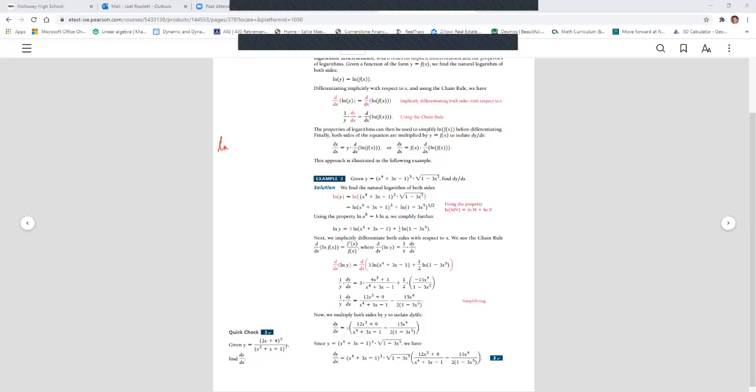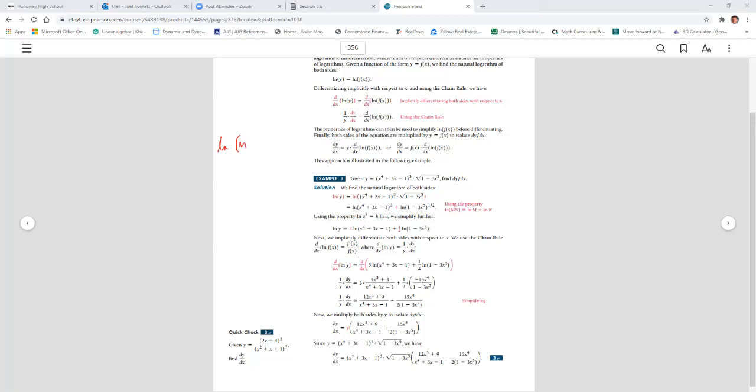Remember that if you take the natural log of m times n, you can break that apart as the natural log of m plus the natural log of n. And that's exactly what they did. They introduced the natural log on both sides, and then they used that property and separated the product into the sum of two logs. Oh, here it is, right here. They used that property.